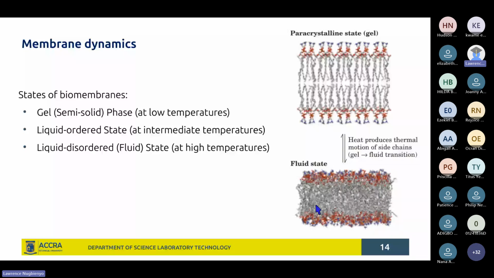So if you take a microscopic image of it, you really do not see the molecules that distinctly. That's a fluid state of the membrane at such high temperature. But if it's at a low temperature, where you have a gel or a semi-solid phase of the biomembrane, also looking at it as a paracrystalline state, you can see that the molecules are looking more distinct. I mean, the phospholipids are looking more distinct there when you take such a microscopic shot of it.